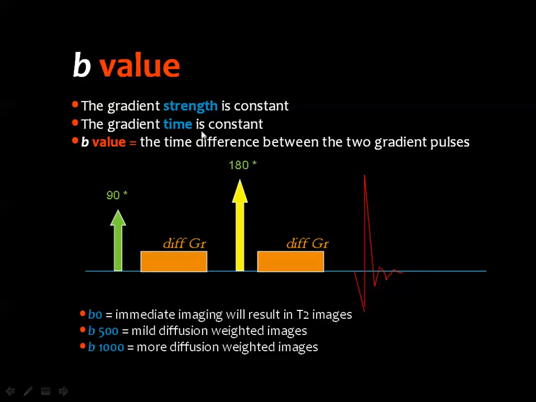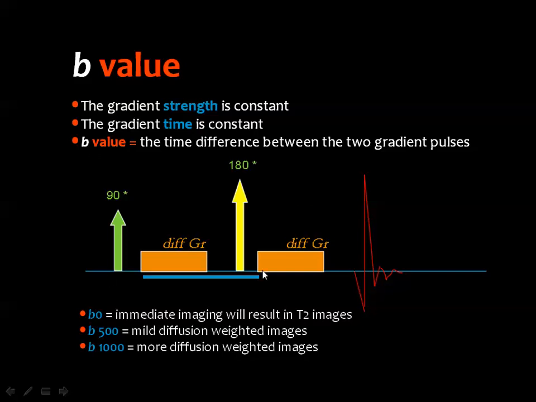Then this b-value, which is one of the pathognomonic figures of diffusion imaging. What is the b-value? You know that the gradient strength is constant, and the time between each gradient is also constant. Then the b-value represents the time between the start of the first pulse, which will arrange the protons, and the start of the second pulse, which is used to calculate the rate of diffusion.